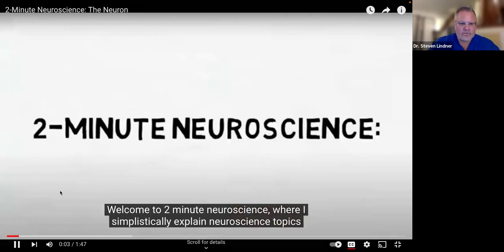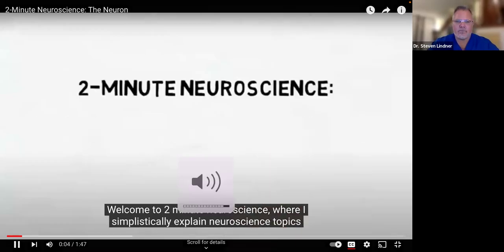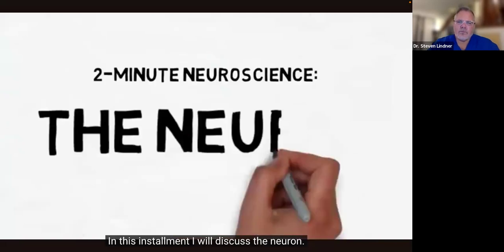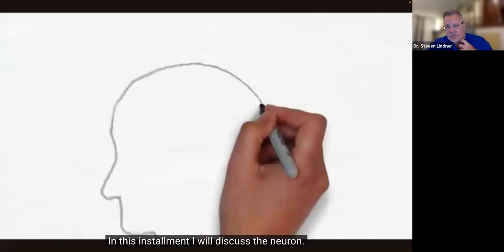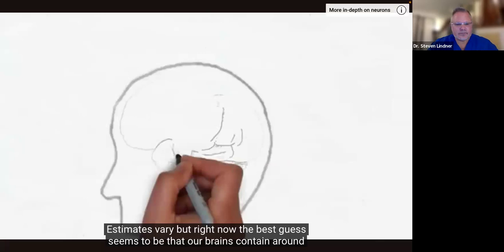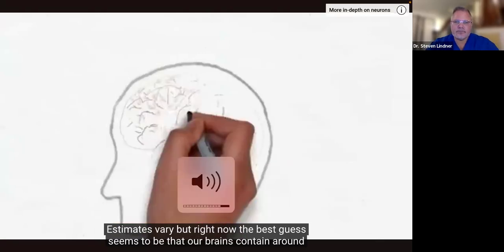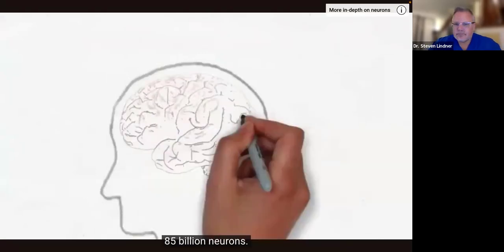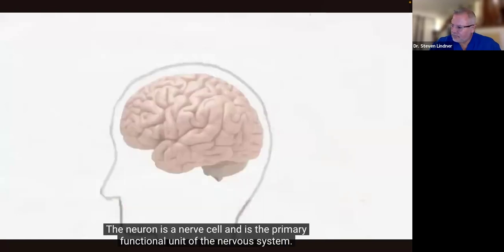Simplistically explain neuroscience topics in 2 minutes or less. In this installment, I will discuss the neuron. This is a brain. Estimates vary, but right now the best guess seems to be that our brains contain around 85 billion neurons. The neuron is a nerve cell, and it's the primary functional unit of the nervous system.